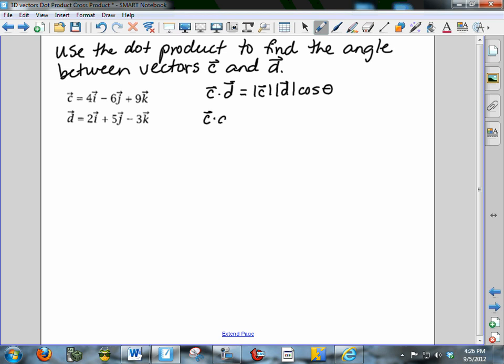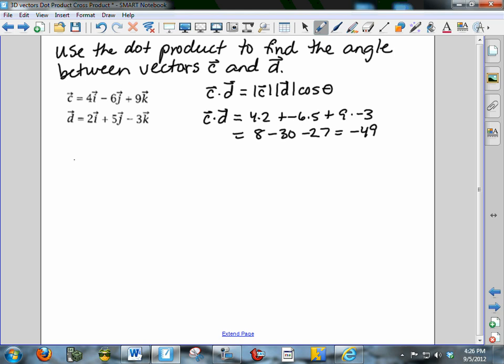Let's start by finding the dot product. The dot product of these two vectors would be 4 times 2 plus negative 6 times 5 plus 9 times negative 3, which would be 8 minus 30 minus 27, which gives me negative 49. And this problem is done on your handout, but I just want to talk through the steps with you. The next thing I'm going to do is find the magnitude of the two vectors.